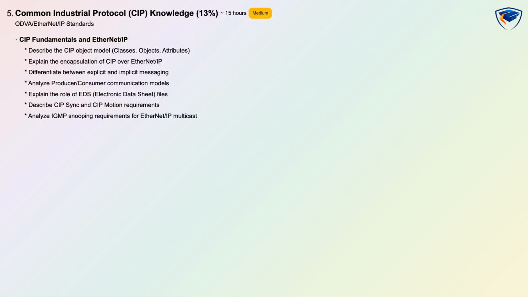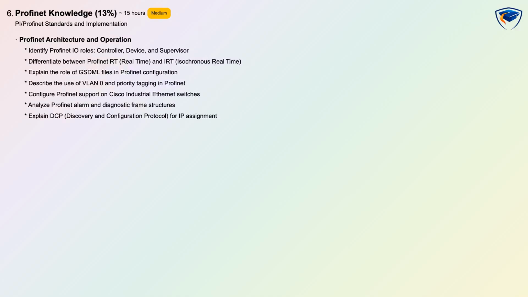considerations for multicast traffic. Profinet knowledge is 13% and also medium difficulty with an estimated 15 hours of study and conceptual scenario assessment. This domain explains Profinet architecture and roles such as controller, device and supervisor and differentiates RT and IRT for real-time requirements. You will learn to work with GSDML files, the use of VLAN 0 and priority tagging, DCP for IP assignment, and how to configure Profinet support and diagnostics on Cisco industrial switches.